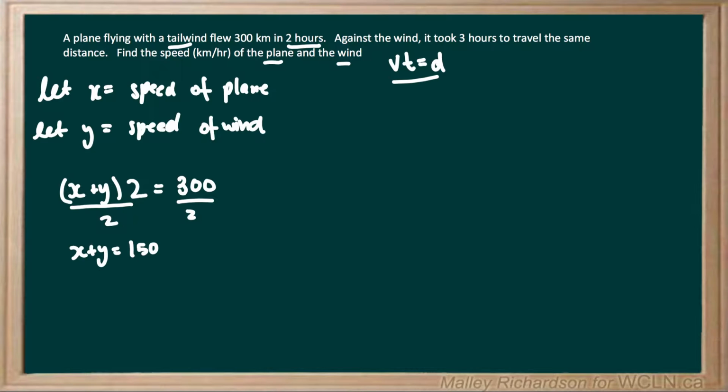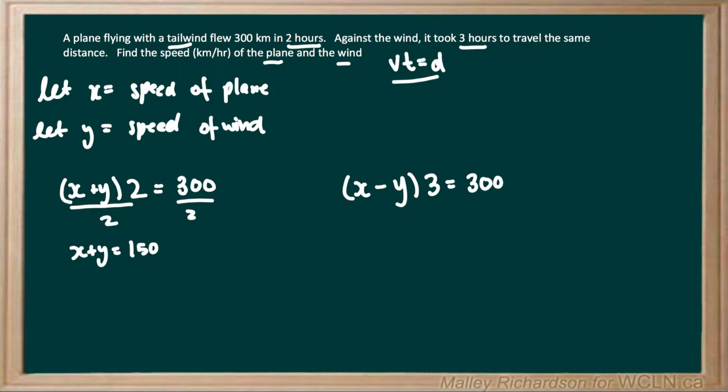So instead of the wind going in the same direction as the plane, the wind is going opposite. So that means we're still going to have the speed of our plane, but the wind is going to decrease the speed of the plane. So we're going to subtract the speed of the wind, y. All of that is our v, and we're going to multiply that by t. Our time is now given to be 3 hours, so we'll multiply that by 3 to give us our distance to be the same distance, which is 300 kilometers.